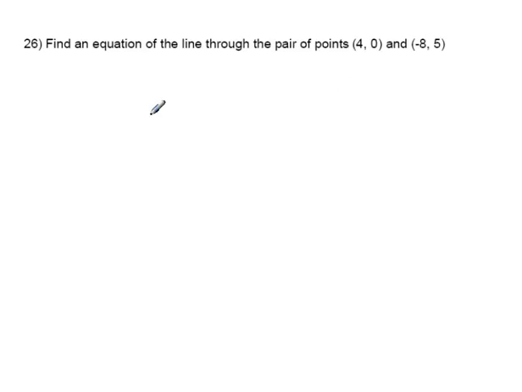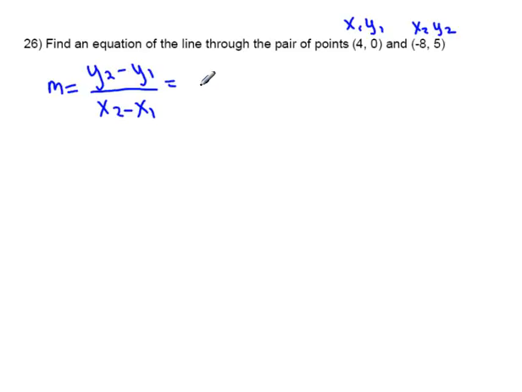So what we need to do first is to find the slope of these 2 points using the slope formula that we've used before. So remember again that this is x1, y1, x2, y2, and just substitute in and solve. So 5 minus 0, that's y2 minus y1, excuse me, and then negative 8 minus 4 is going to be x2 minus x1, and you get 5 over negative 12, which is negative 5/12.